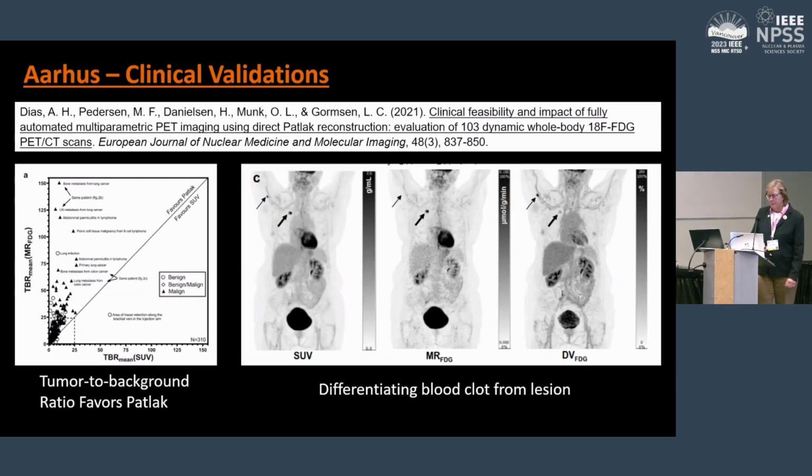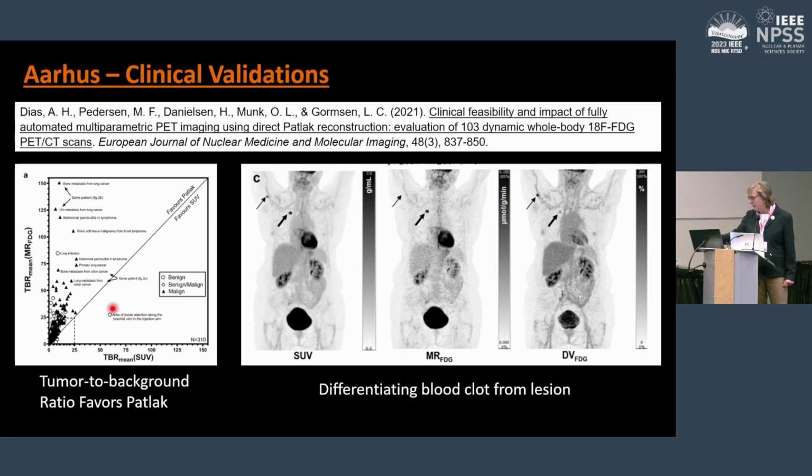Aarhus, Denmark was one of our collaborators on this, and they're interesting because they have 3 Vision scanners, which is our PET-CT scanner, and for over a year they did the first patient of the day using this full-blown, fully automated technique. And you can see over here on the left, I think someone else had already showed this slide. I think, Gabal, you had it maybe in your slide deck. But the tumor to background of the metabolic rate of FDG favors the PATLAC, so it has a better signal to noise compared to the SUV.